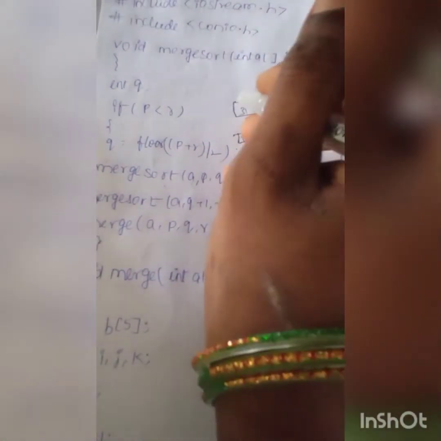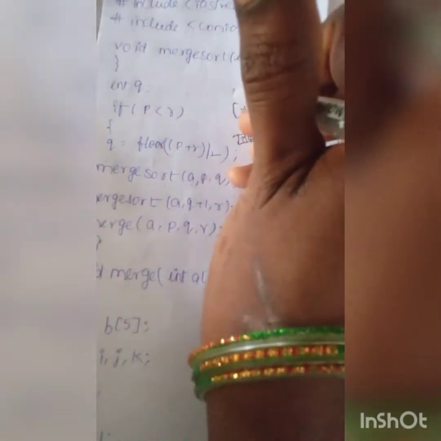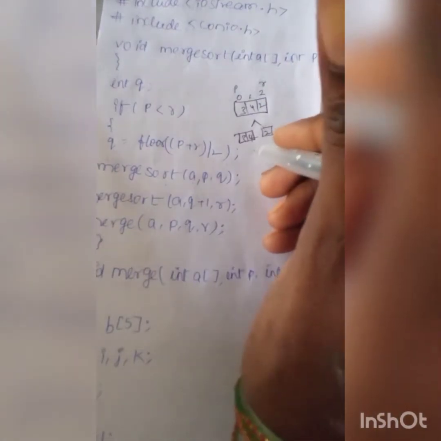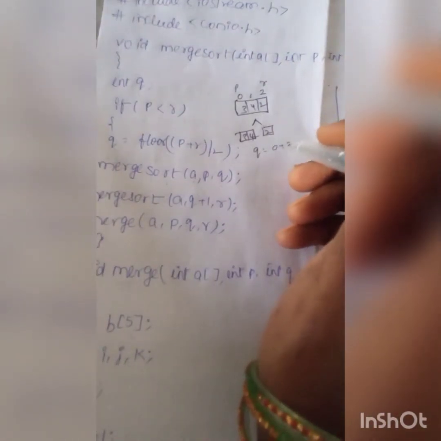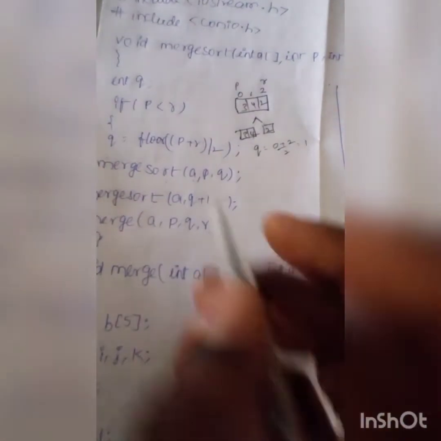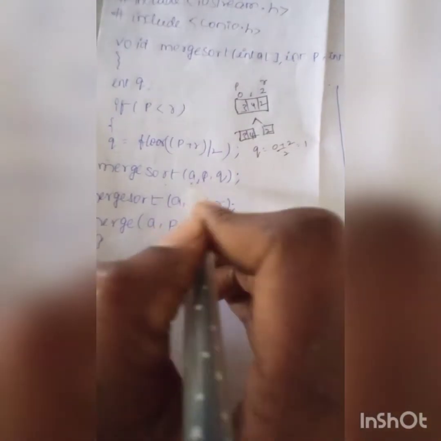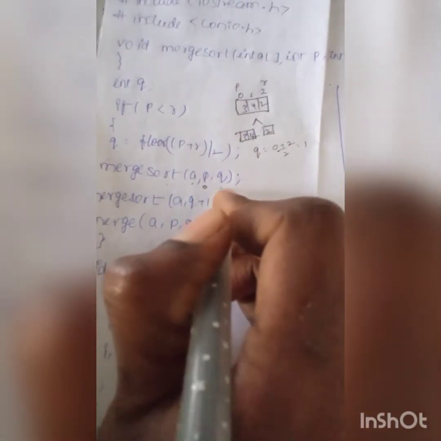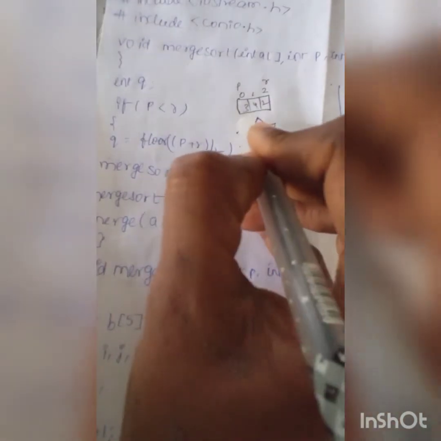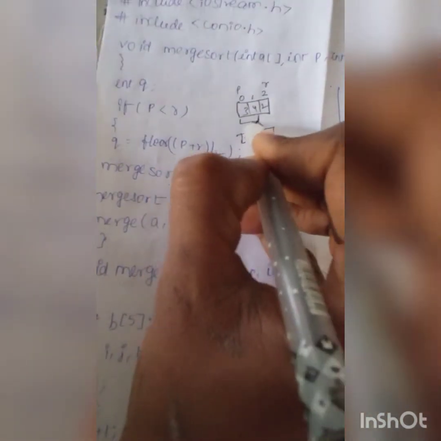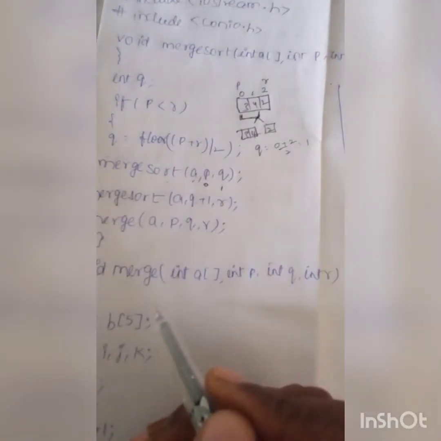So p is 0, 1, 2: this is p, this is r. What will you get for q? (0 + 2) / 2, that is 1. So what are you passing? You are passing array 0 and 1. So that means 0 and 1 is one array.